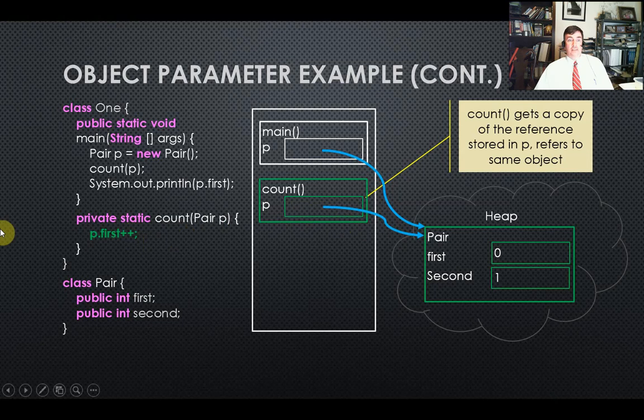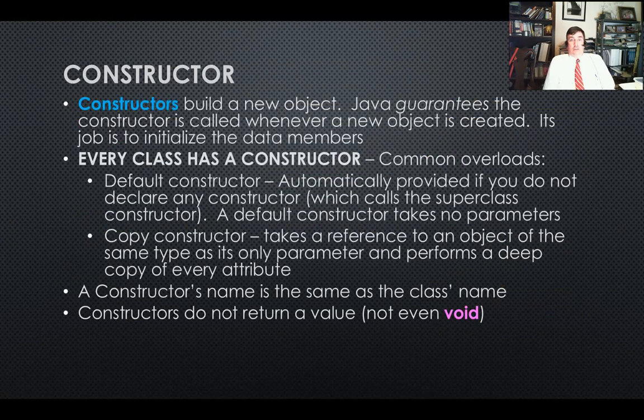So there's one special kind of method that you have to know about. That's a constructor. So that's blue. Blue means pay attention. I'm going to foot stomp that. That's an important, that's a big deal. A constructor builds a new object. Java will guarantee the constructor is called whenever a new object is created. When are objects created? When you use operator new. So it's automatically called for you, and its job is to initialize all of the data members in the class.